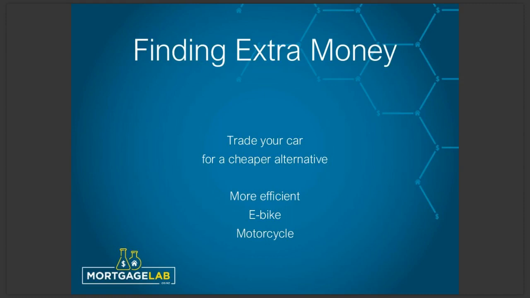Depending on your situation, you could maybe turn your second car you might have into an e-bike. They're fast and almost effortless and very cheap to run. Or if you have quite a distance to travel, maybe a motorbike might be more suitable.